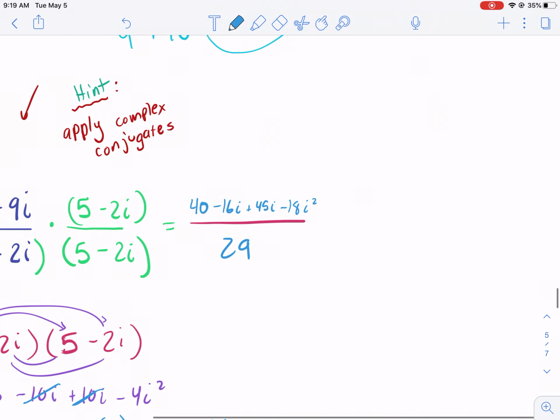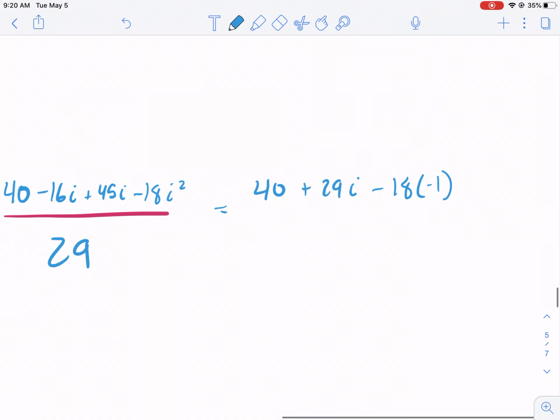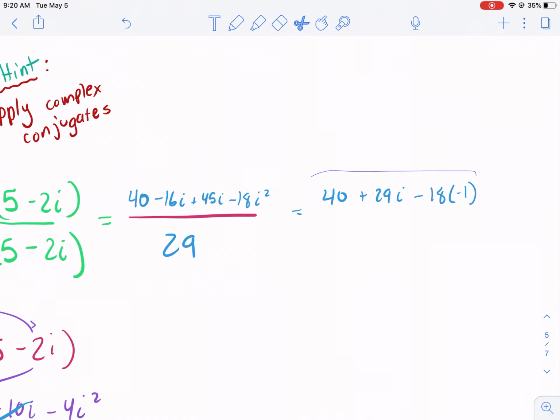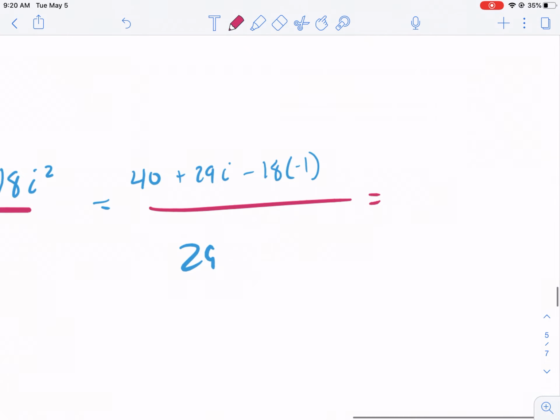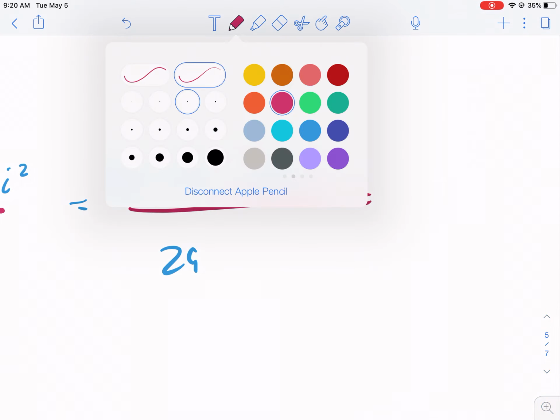Okay, we got an i squared in there. We need to handle that. We have 40. Negative 16i plus 45i, that's going to give us 29i, minus 18 times a negative 1. Well, I know that's going to become positive. Let me make this a little bit smaller so I have more room. This is over 29. Over 29. Equals. So now let's go ahead and finish this off.